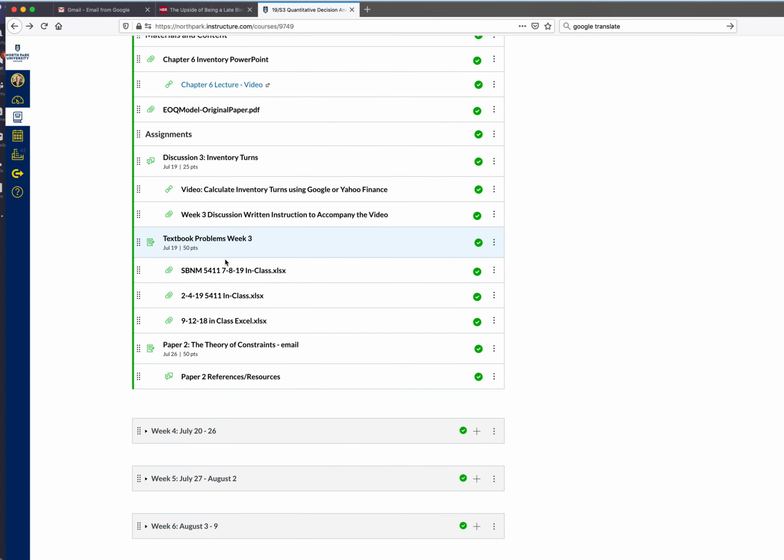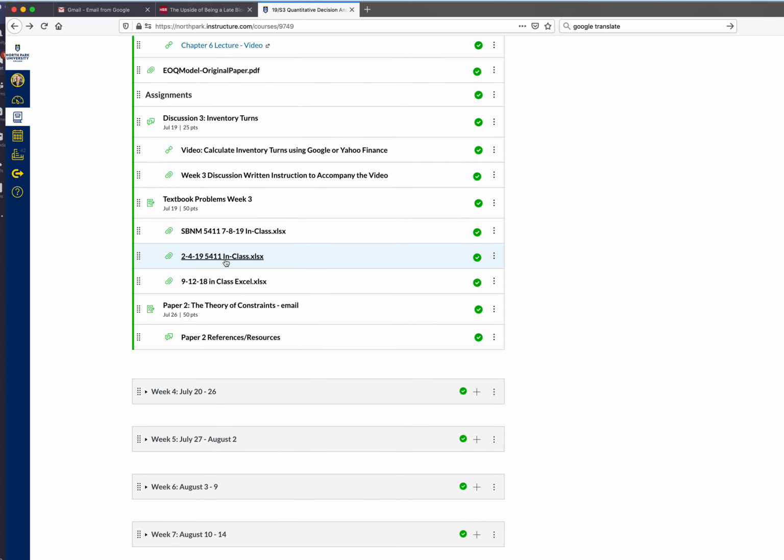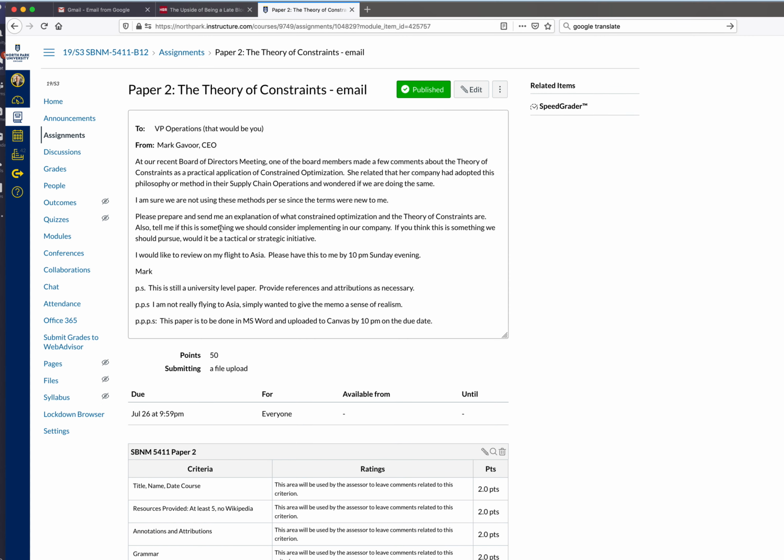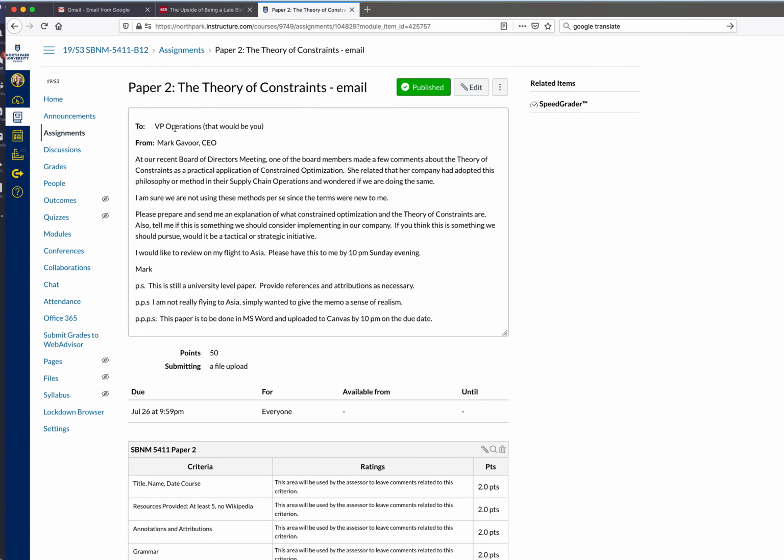Let's see what else. Oh, and then since we finished the paper, hey, let's do another one. So this is about the theory of constraints. This is in the form of an email from me, and I made myself CEO. Feels kind of good. And to you, the Vice President of Operations. At our recent board meeting, one of the board members made a few comments about the theory of constraints as a practical application of constrained optimization.